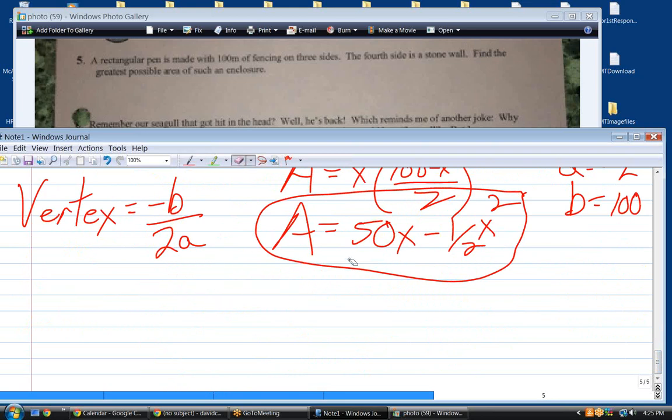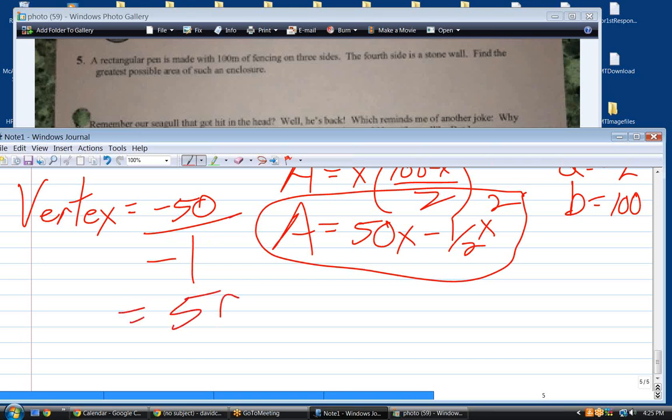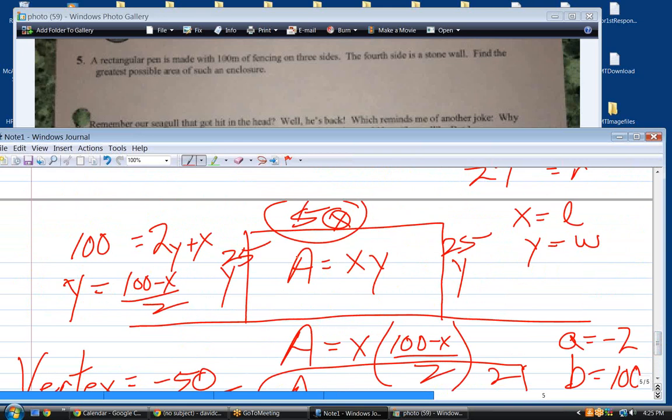So if we solve for the value of the vertex in this, it's minus 50, that's the minus b, over 2a, so it becomes negative 1, and the vertex is plus 50, so the x value is 50, which is exactly what we got. We got an x value of 50, it's just we solved for the y variable first.